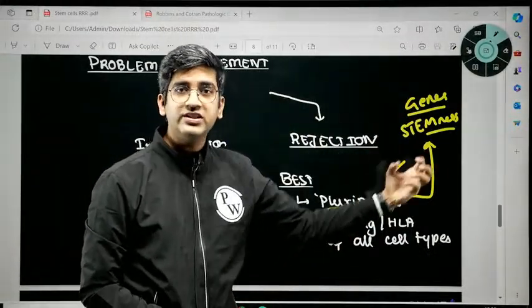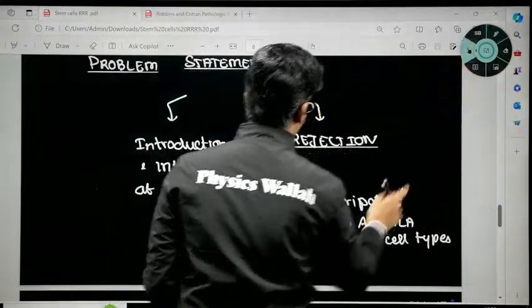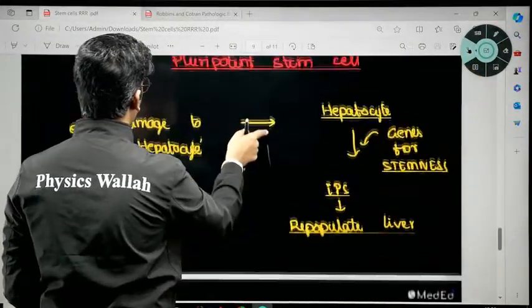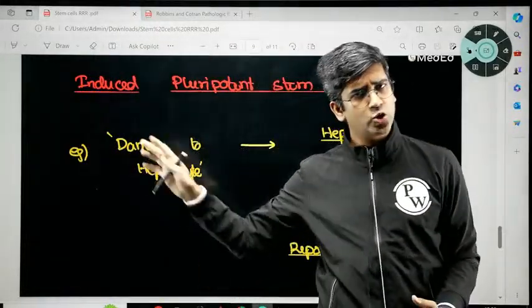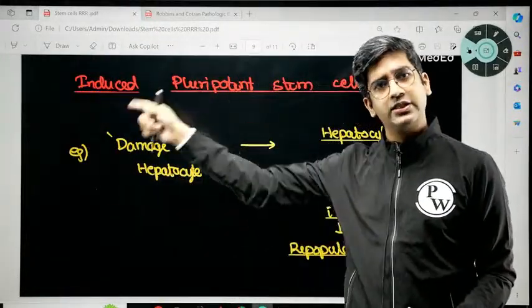So what we did with these genes is, I introduced the genes into a normal adult cell. I'm just going to give you an example of something called an induced pluripotent cell. This is also there in Robbins. We'll finish this and then go to Robbins, right?